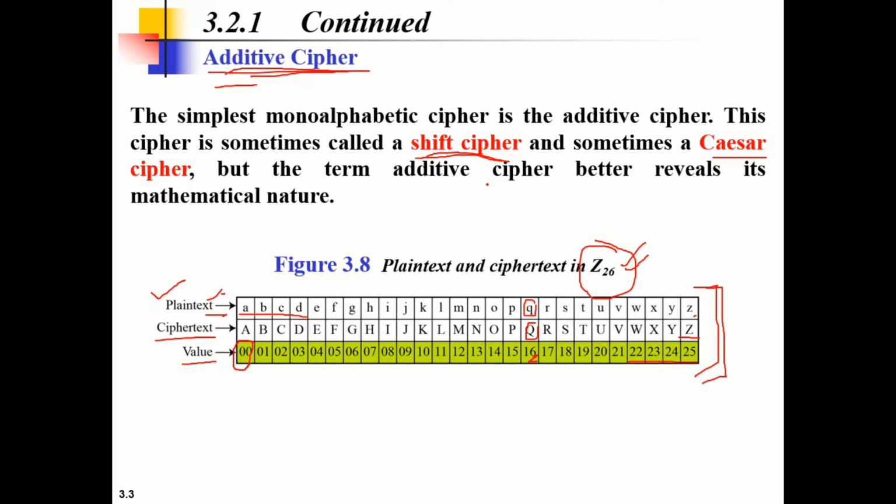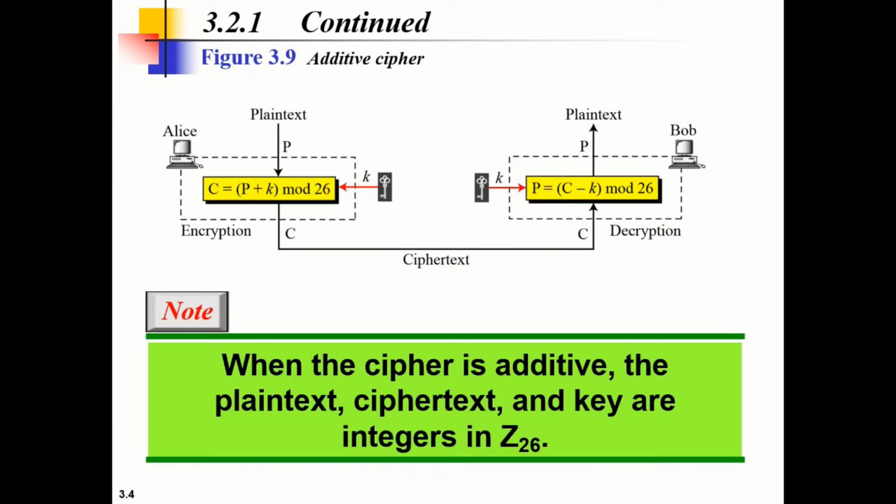So this is the additive cipher, and we use this kind of cipher in this way. Here is Alice, who is the sender, who has the plain text, and this is Bob, who is the receiver.